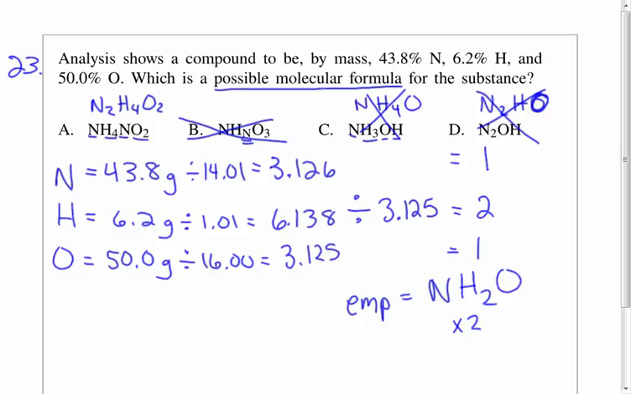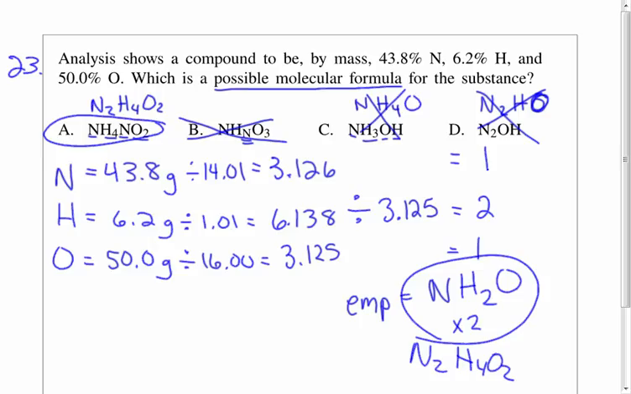So that leaves us with choice A. If you did multiply each one of these here by 2, you'd get N2H4O2. So that is one of our possible options. A would be your correct answer.